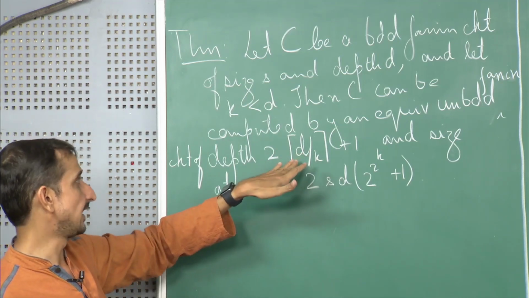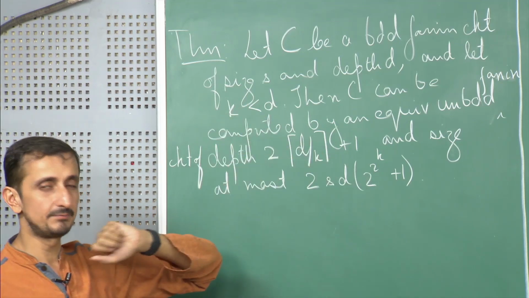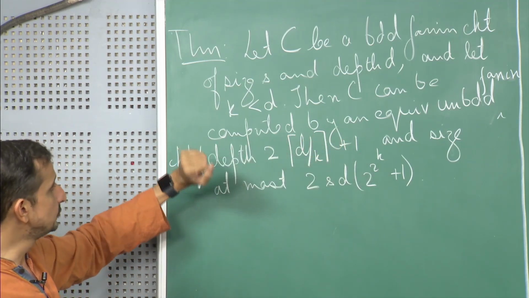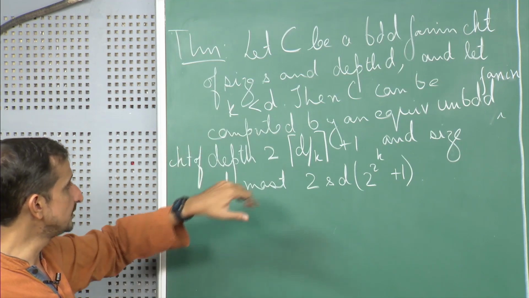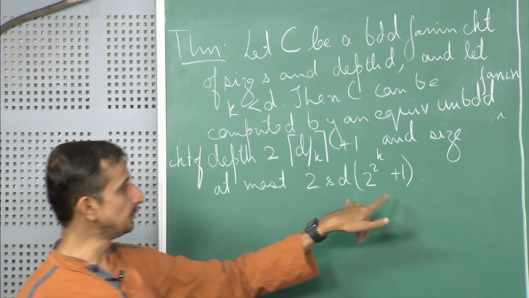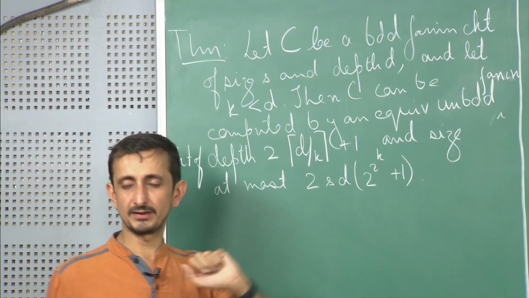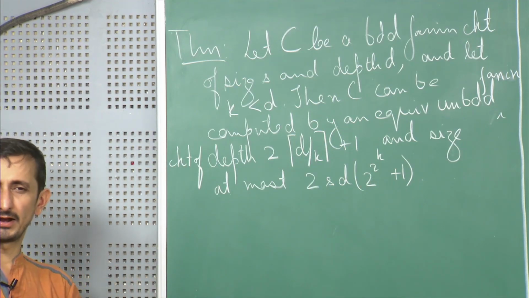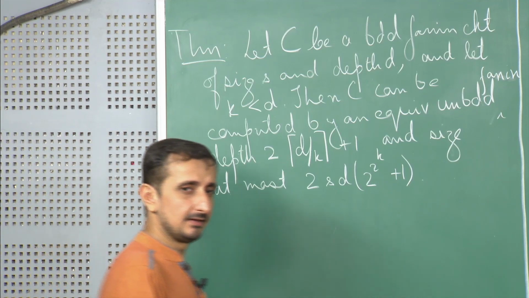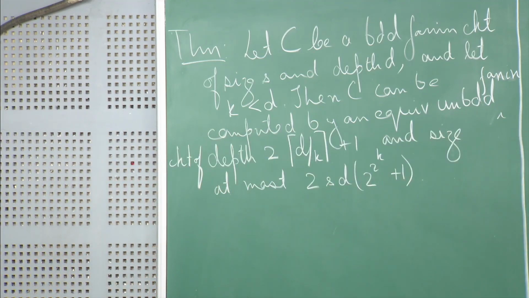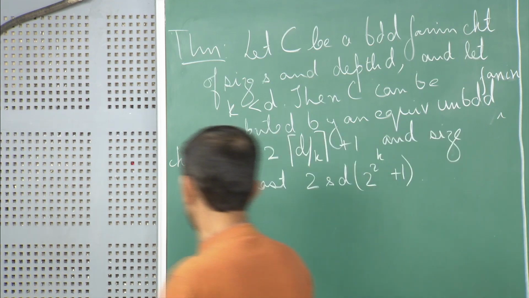Of course, if it is bigger than d, then it does not make much sense. So I can choose k to be smaller and compress the depth, and of course there is a blow up in size from s to 2s times d times 2 to the power 2 to the power k plus 1. But for small enough k this would still be manageable for us. So we will see what kind of values we can choose. Let us see how the proof goes.